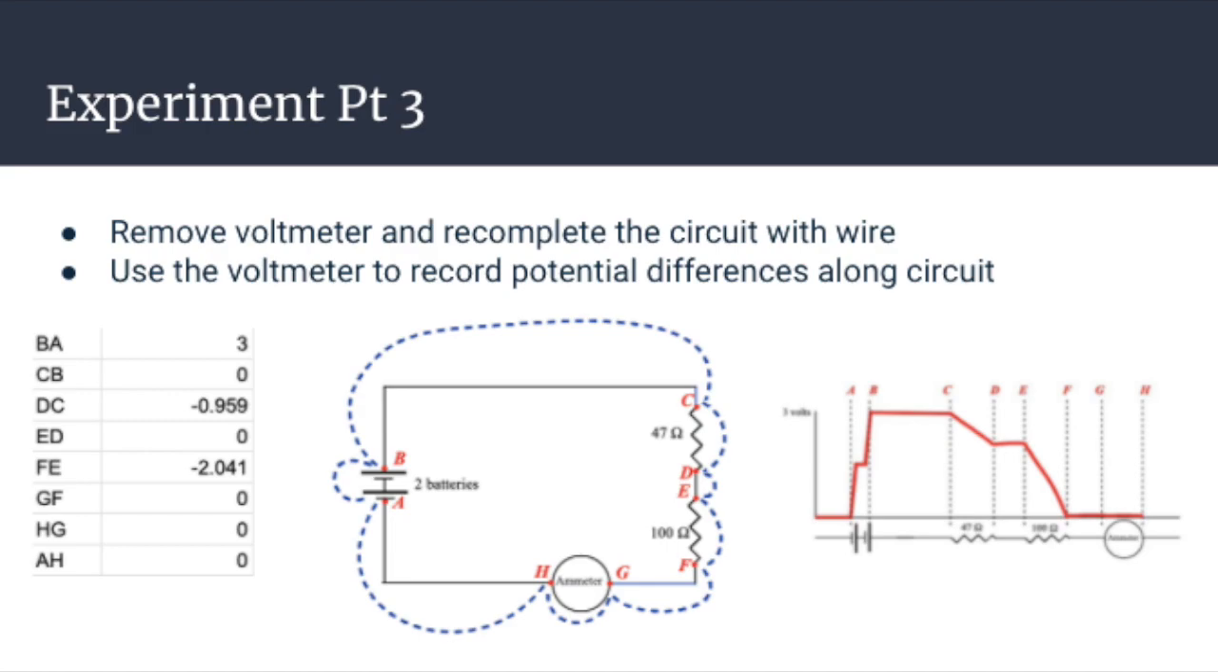Now remove the voltmeter and reclose the circuit with wire. Now we are going to collect readings of potential differences between different points on the circuit using the voltmeter. The points are shown in the diagram in the middle, the values are to the left, and the graph of said values is to the right.